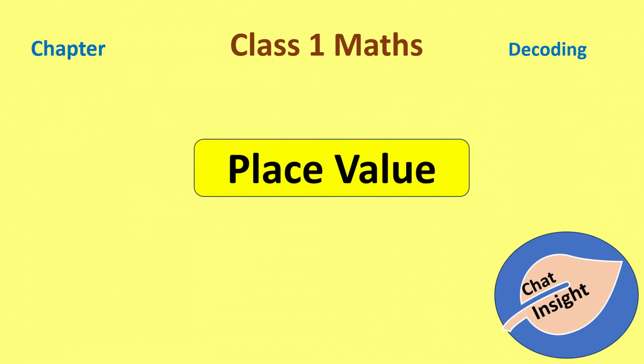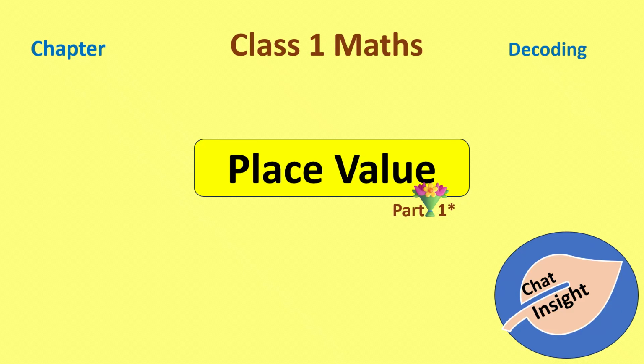If you want, spell it out with me. The first word is PLACE, place, and the next one is VALUE, value. That means it's the first part of the second half.